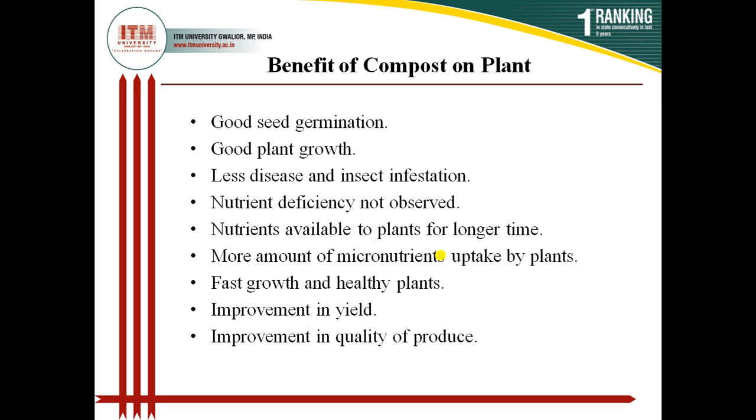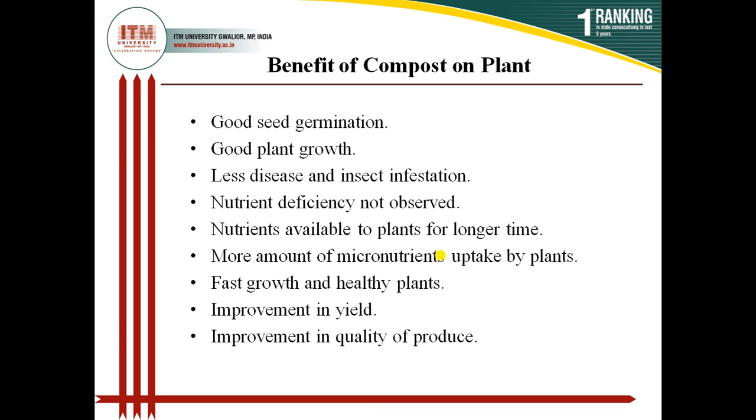When you apply chemical fertilizer for nutrient supply, you have a specific fertilizer for a specific nutrient. Most of the time you apply NPK. You don't apply micronutrients to your field in chemical form, but compost has a buffer of micronutrients also, and the micronutrients are available to the plant. So if you apply compost every year to your field, you will not observe nutrient deficiency in your plant. Fast growth and healthy plant, improvement in yield, and improvement in the quality of the produce.